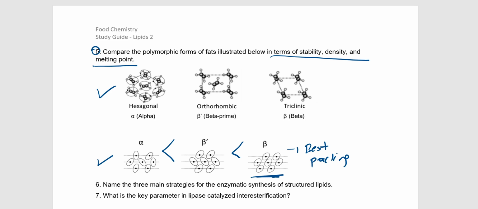Okay, you can easily see with this second illustration. Remember, these black balls are carbons. In the alpha form, 3-acylglycerol chains are packed in the hexagonal shape and the chains are rotating. So due to this rotation, the chains cannot pack well. Therefore, the distance between the chains is big, and alpha is the least stable form.